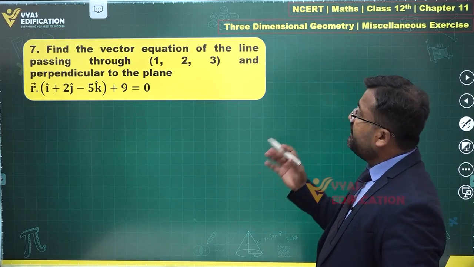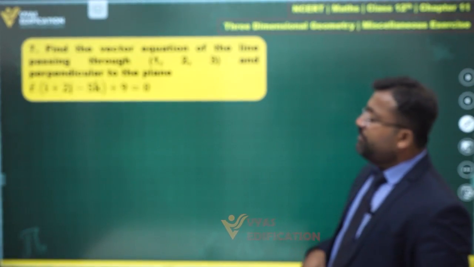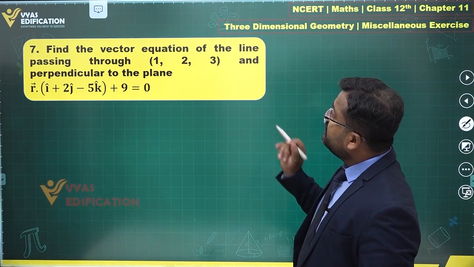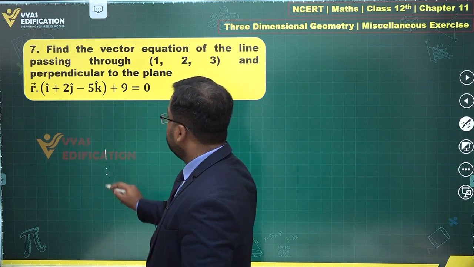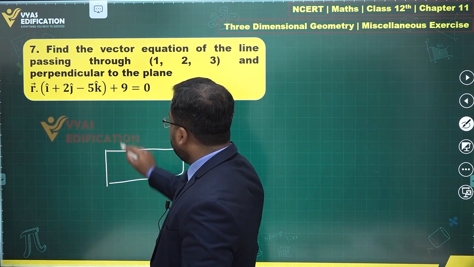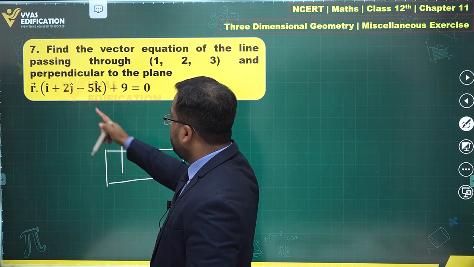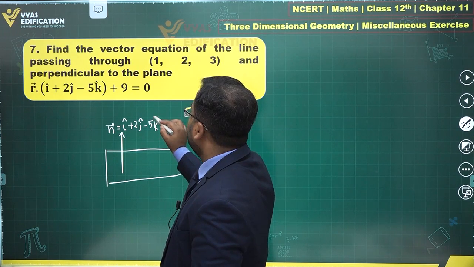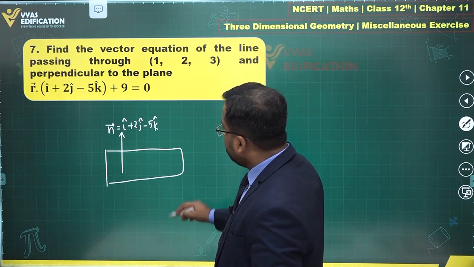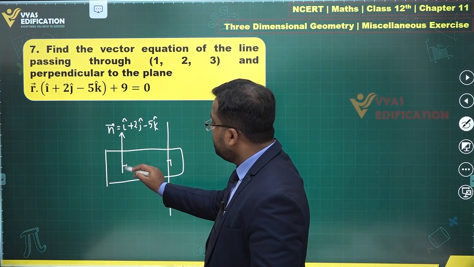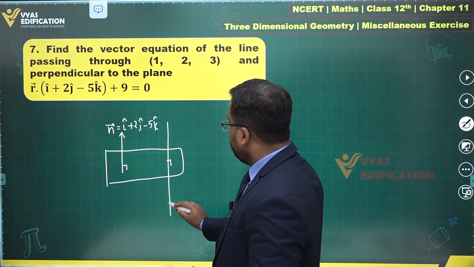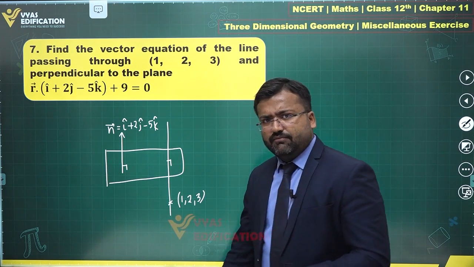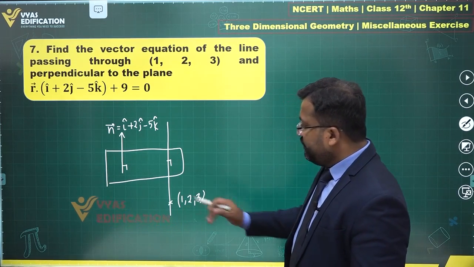Question number 7 says, find the vector equation of the line passing through this and perpendicular to the plane this. Okay, perpendicular to this particular plane, and you are supposed to find the equation of a line. So if this is a plane, then you are aware of the normal vector of this plane. The normal vector is this: i cap plus 2 j cap minus 5 k cap. That's something which you are aware of, right? And then you are asked to find the equation of a line which is again perpendicular to this plane and passing through another point. What is that? (1, 2, 3). This point may or may not lie on the plane. We are not sure about that, but we are supposed to find the equation of this line.